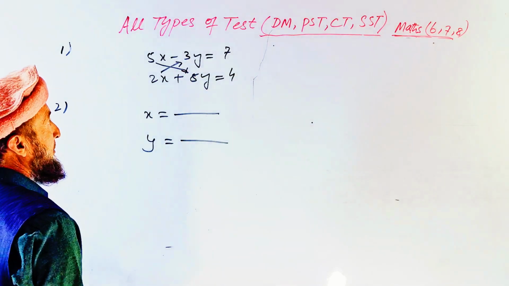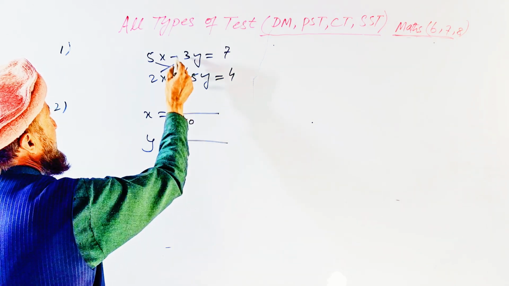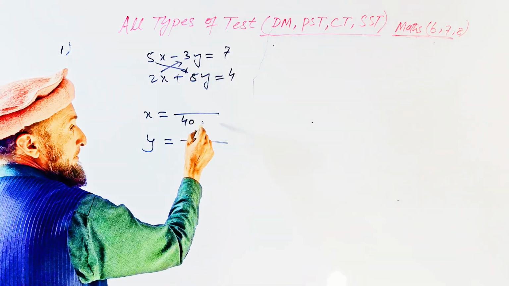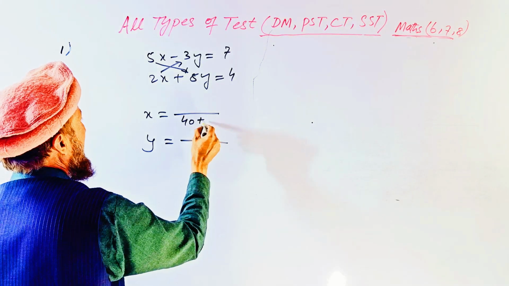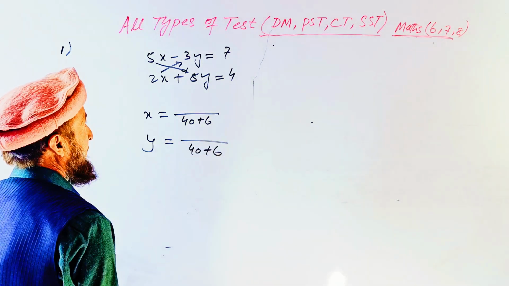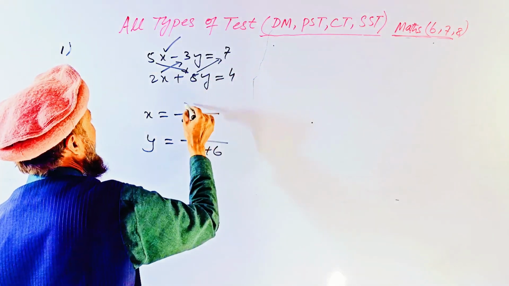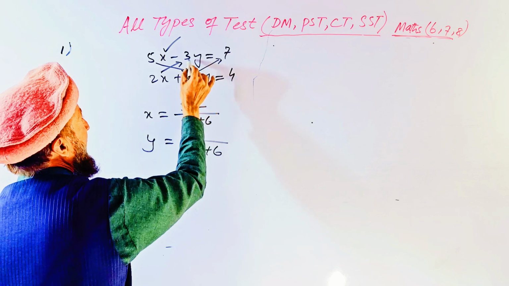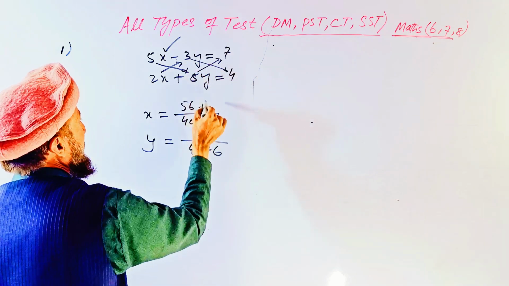First we find the denominator: 8 multiplied by 5, 40, and this is negative, minus, we are subtracting here, but the sign will change. So 2 multiplied by 3, we get plus 6. 40 plus 6, both the same. Now we find the x value. We multiply this one, 56, and this is also minus into minus, plus 12.